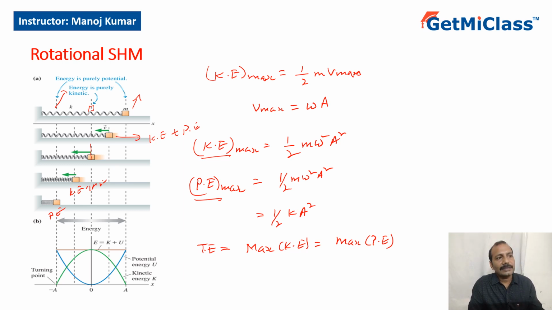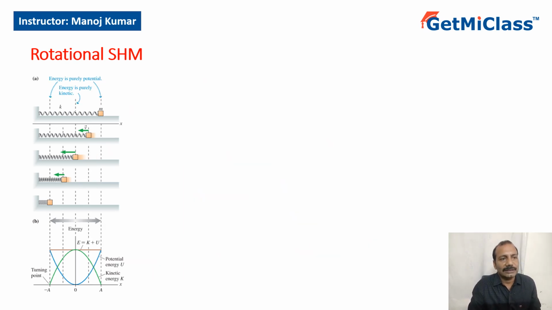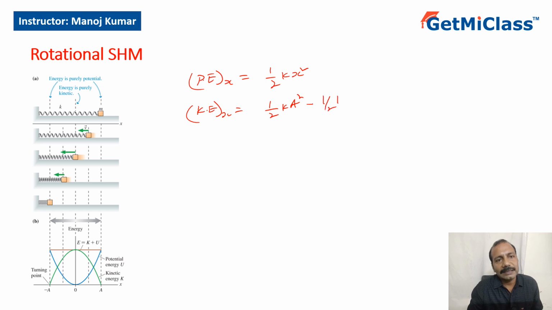Now let's look at total energy at any other position. If I talk about any other position, let's say the extension of the spring is x. Then what is potential energy? Potential energy for an extension x is given by half k x square. Then what is kinetic energy? Kinetic energy at an extension x can be given as half k A square, that is maximum potential energy, minus half k x square, the potential energy. So I can write this to be half k into A square minus x square. This is kinetic energy at any arbitrary position.